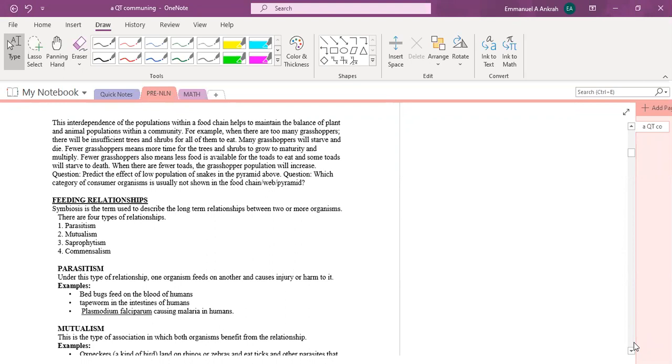Which category of consumer organism is usually not shown in the food chain, web, or food pyramid? So these are some of the questions that I just discussed. Good.